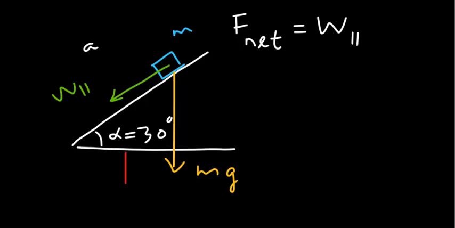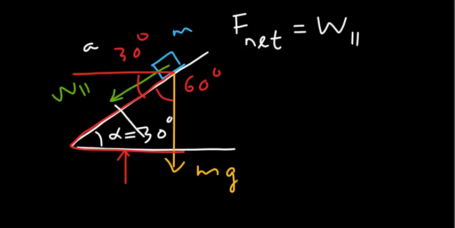Note that since the angle between the horizontal and the plane is 30 degrees, we can create that geometry and figure out that this is indeed 30 degrees as well. What that means is this is 60 degrees. Now let's look at W parallel and make a triangle with mg as the hypotenuse of that right angle triangle.